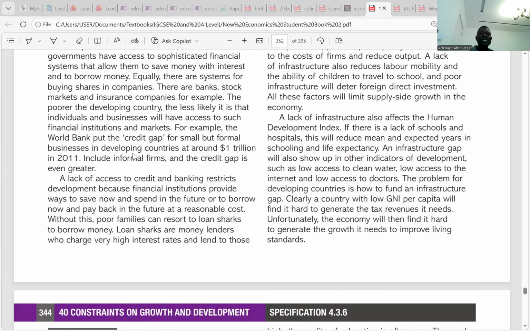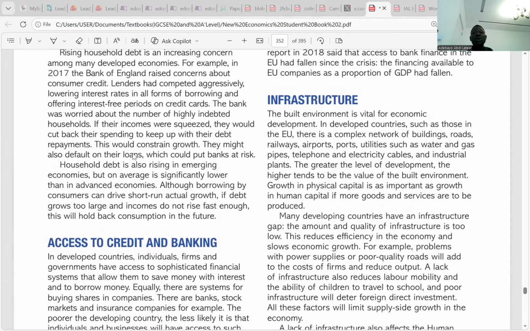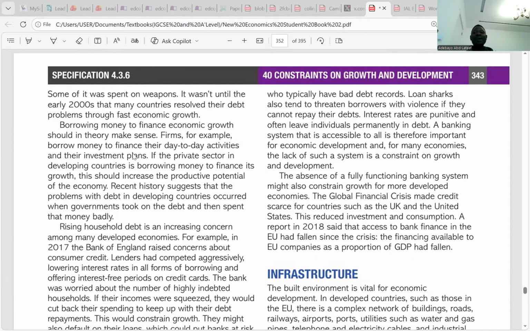Without this, poor families can resort to loan sharks to borrow money. Loan sharks are money lenders who charge very high interest rates and lend to those who typically have bad debt records. Loan sharks also tend to threaten borrowers with violence if they cannot repay their debts. Interest rates are punitive and often leave individuals permanently in debt. A banking system that is accessible to all is therefore important for economic development, and for many economies, the lack of such a system is a constraint on growth and development.